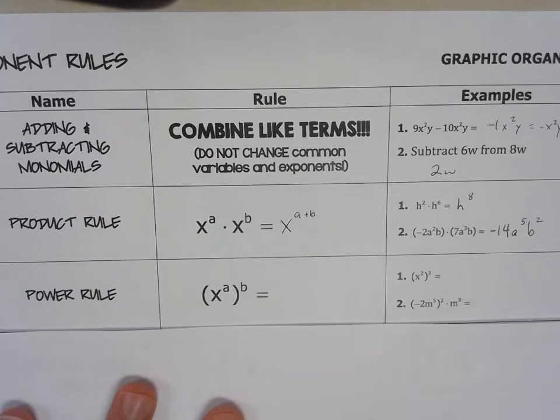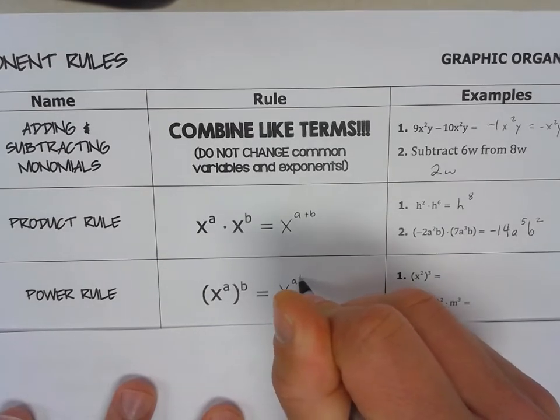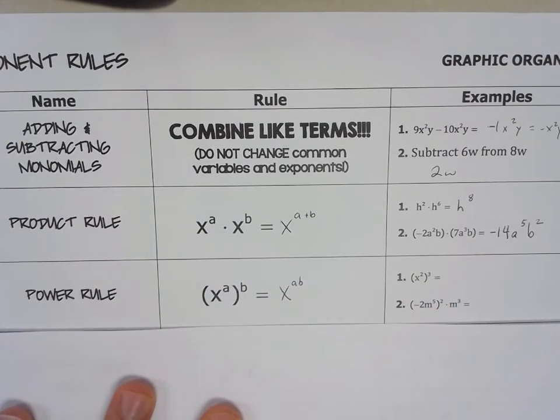So x to the a, all to the b, is just going to be x to the a times b. So we'll say that as ab. So that's our power rule. We're just going to multiply those two exponents together. A and b multiplied together becomes ab.